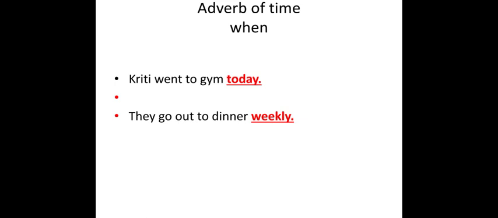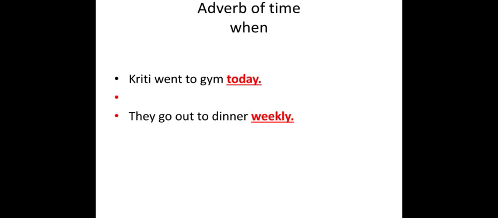The third one that an adverb describes is when the action happened, which means it is adverb of time. It's telling us the time. Example 1. Kriti went to gym today. Now here we come to know Kriti went to the gym. The action went. So here, when did Kriti go to the gym? Today. Now the word today is telling us the time of Kriti going to the gym. So it is your adverb of time.